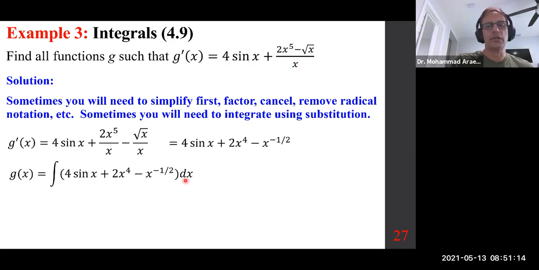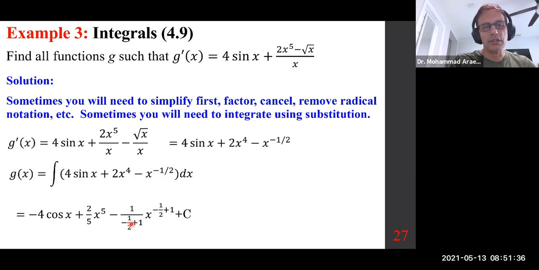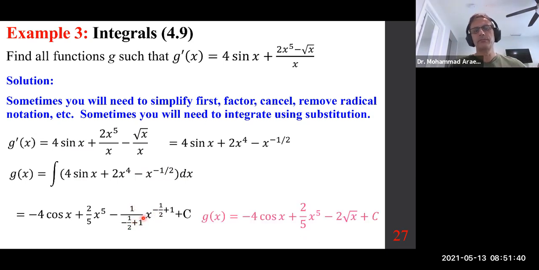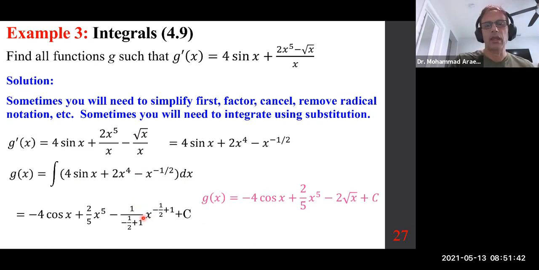And since you're integrating, you tag along dx. Remember, the derivative of sine is cosine, but the integral of that is negative. Therefore, minus 4 cosine x plus 2 over 5 x to the power of 5 minus 1 over negative 1/2 plus 1 x to the power of negative 1/2 plus 1 and a constant. This is the power rule. Now, this is, of course, 1/2. 1 over that becomes 2. And there you have it.